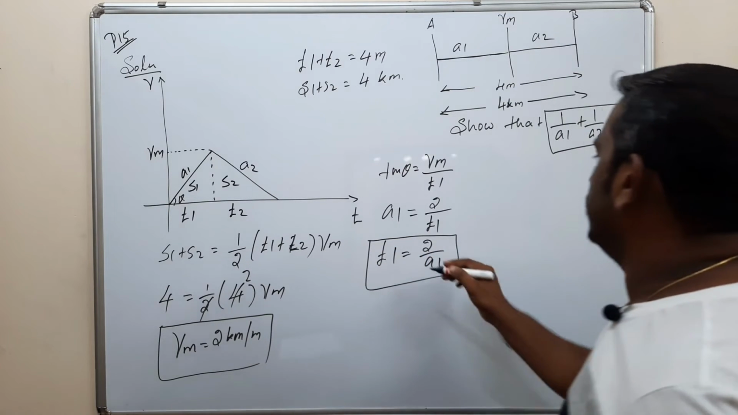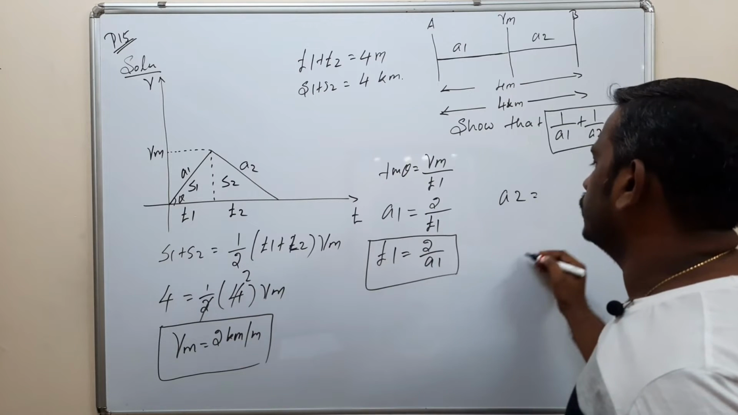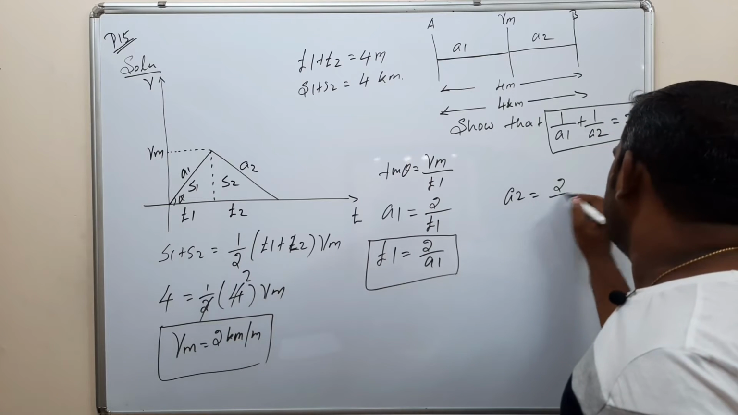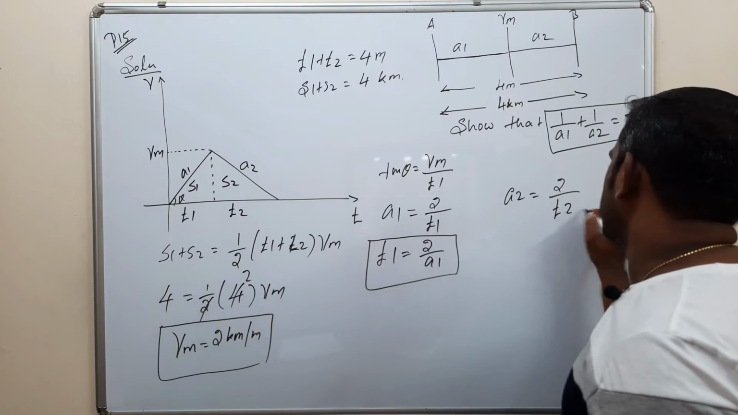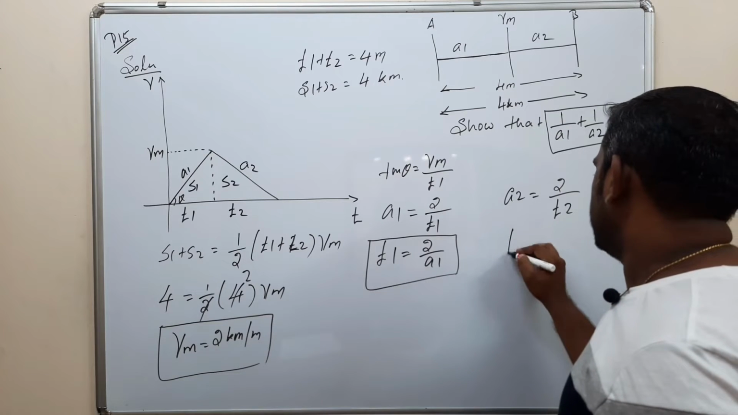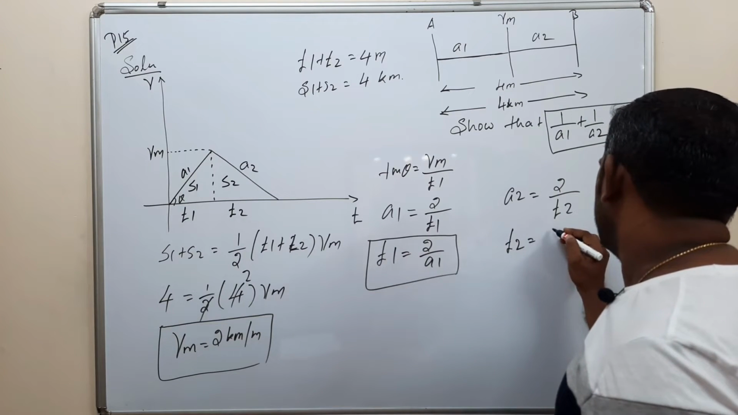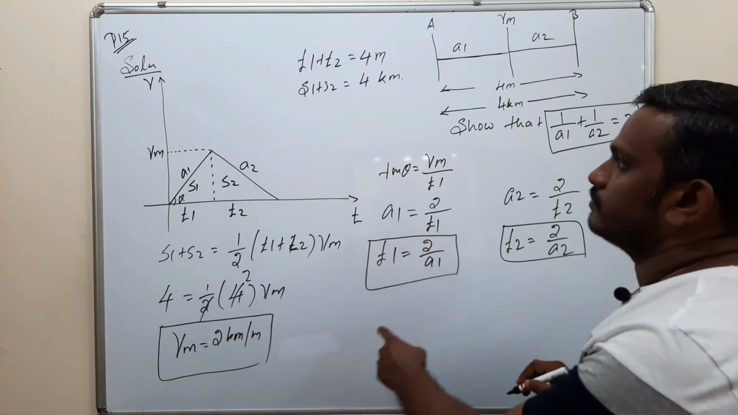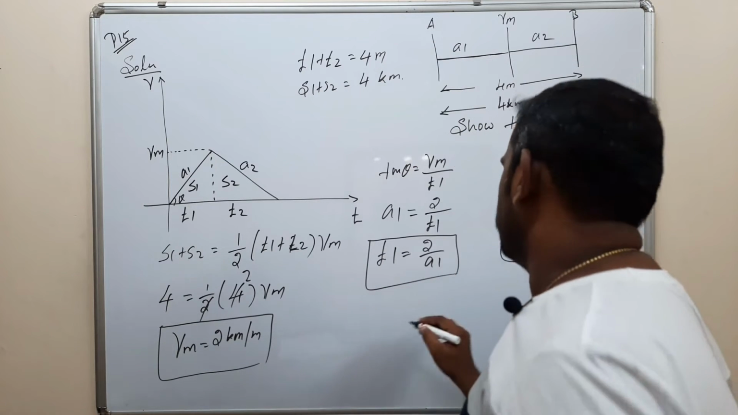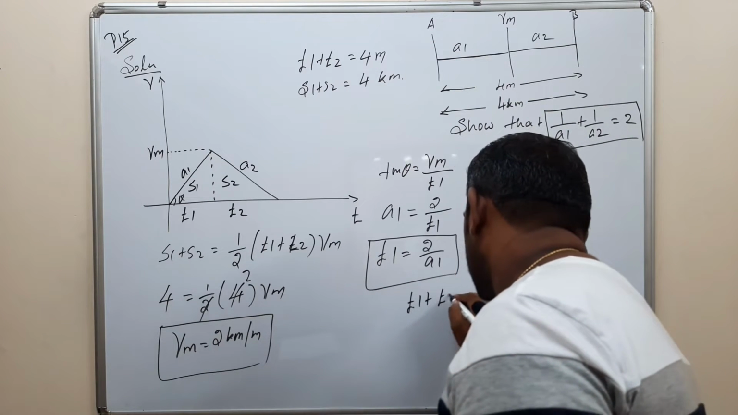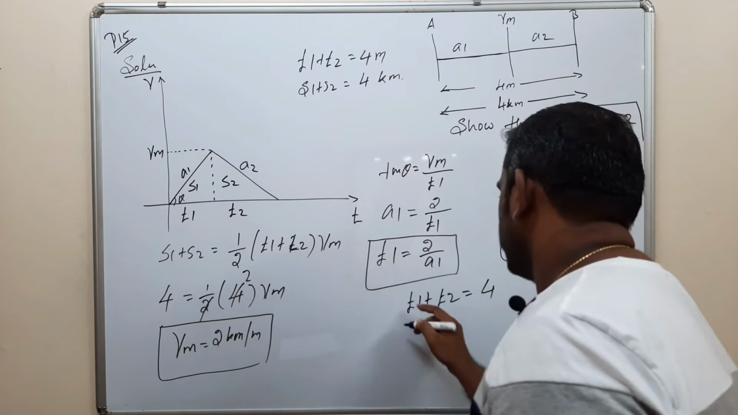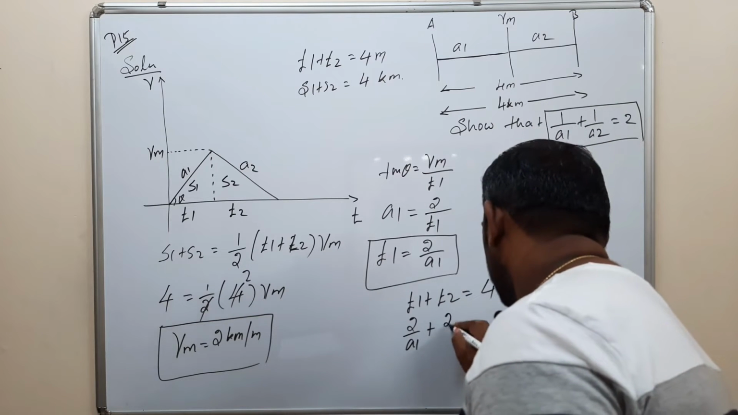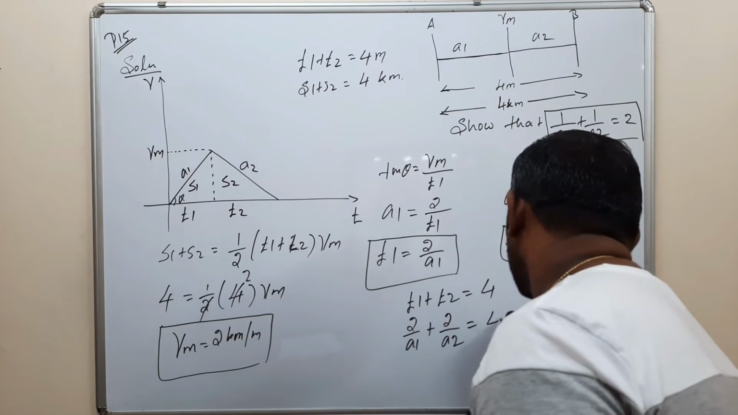Okay. So similarly we can write a2 is equal to 2 by T2. So T2 is equal to 2 by a2. Okay, so substitute these values in this equation. T1 plus T2 is equal to 4. So what is T1? That is 2 by a1. What is T2? That is 2 by a2. That is equal to 4.